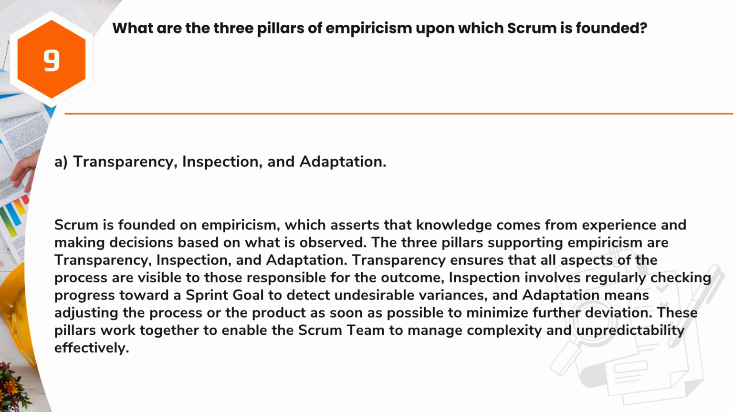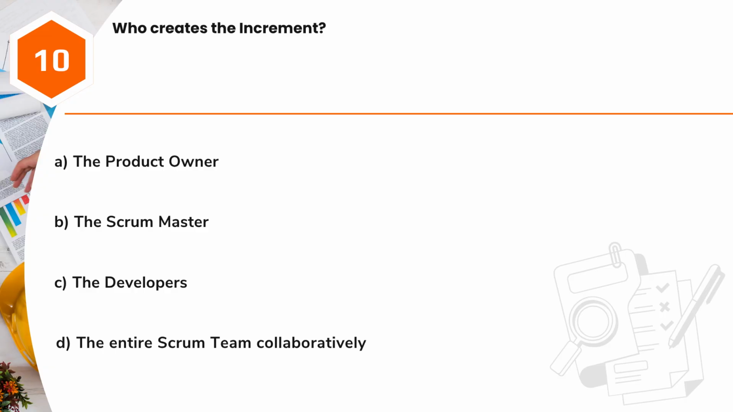Inspection involves regularly checking progress toward a sprint goal to detect undesirable variances, and adaptation means adjusting the process or the product as soon as possible to minimize further deviation. These pillars work together to enable the Scrum team to manage complexity and unpredictability effectively. Question 10. Who creates the increment?